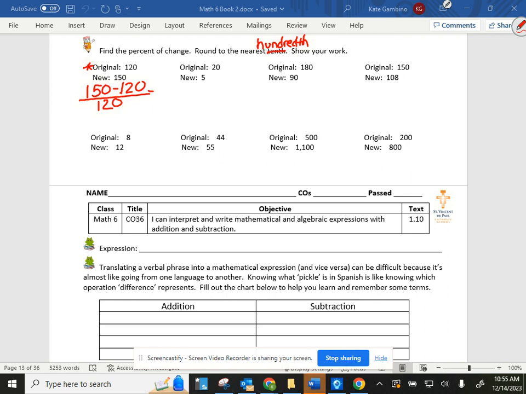150 minus 120 is 30, divided by that 120. And what do I get? 0.25, and I need to convert that into a percentage. What percent is 0.25? 25%. I'm going to put that percent sign on there so I know it's a percentage, and I'm going to circle it so I can see what my final answer is.